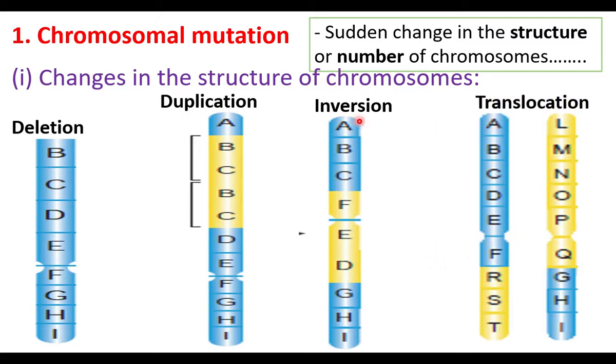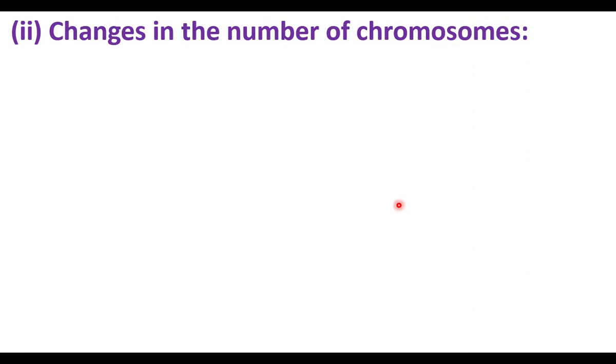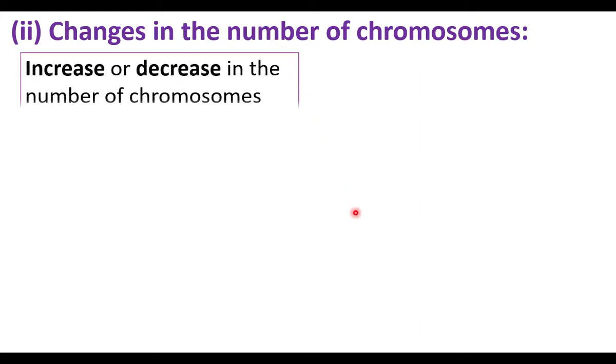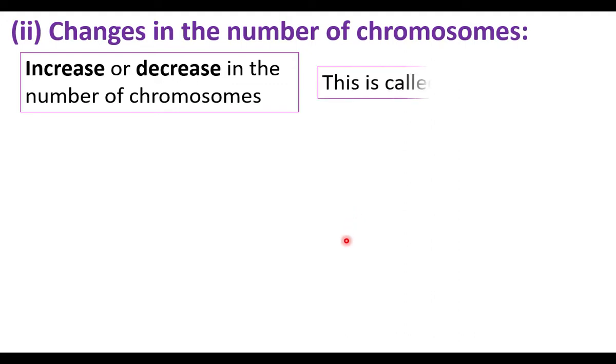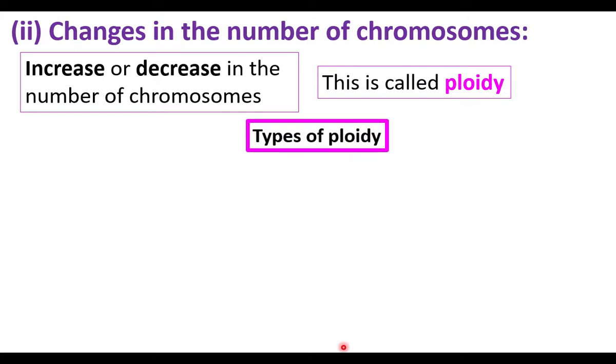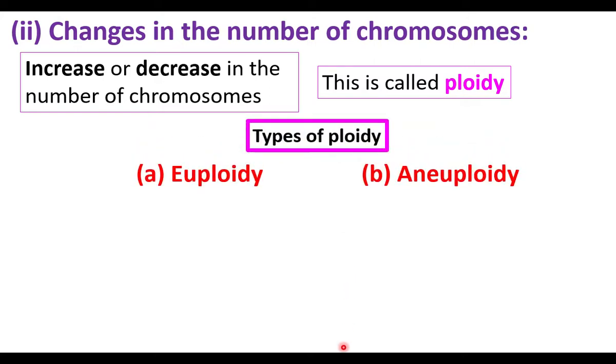Deletion, duplication, inversion and translocation are changes in the structure of chromosomes. Now changes in the number of chromosomes may be an increase in the number of chromosomes or a decrease in the number of chromosomes. Increase or decrease in the number of chromosomes is also called ploidy. There are two types of ploidy. They are euploidy and aneuploidy.